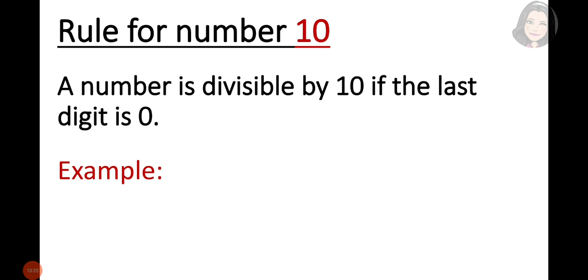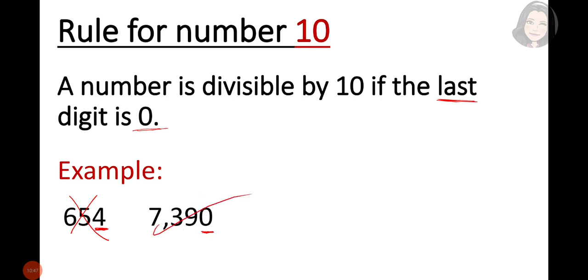Let's check what's the divisibility rule for number 10. A number is divisible by 10 if the last digit is a 0. So if I have, for example, the number 654, I'm going to look at the last digit. Is it a 0? No, so this number is not divisible by 10. Let's have a look at 7,390. Look at the last digit. Is it a 0? Yes, so this number is divisible by 10.